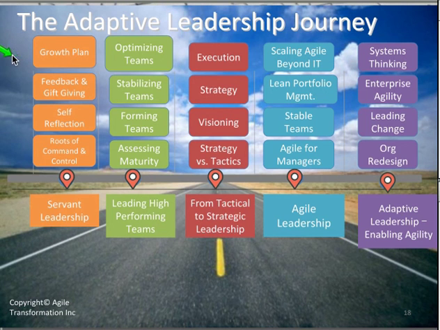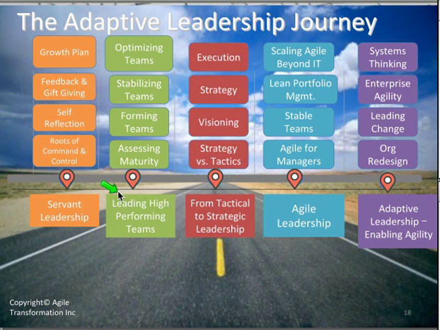And typically, we start the journey through servant leadership. This is a specific workshop or learning that helps them understand the roots of command and control, lets them self-reflect. We give them feedback through a 360 assessment, and then we have these leaders develop a growth plan for how they're going to change their leadership style and become more of a servant leader or an empowerment leader than a command and control directive leader. Even if you're an executive, we feel like you should start here because this is non-negotiable. This is sort of the heart of this transformation.